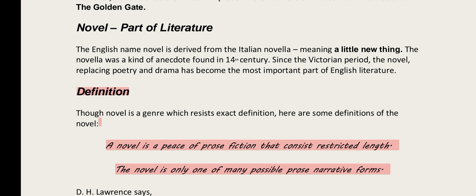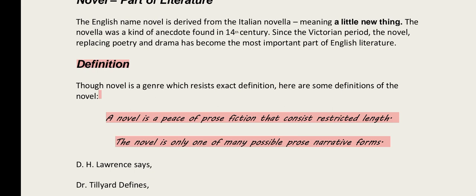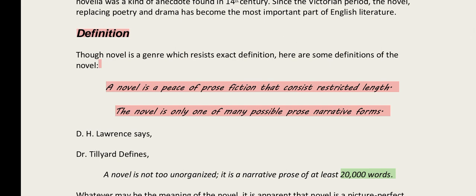Definition. So we will do the definition now. The novel is a genre which resists exact definition. Here are some definitions of the novel. A novel is a piece of prose fiction that consists of restricted length. The novel is only one of many possible prose narrative forms.